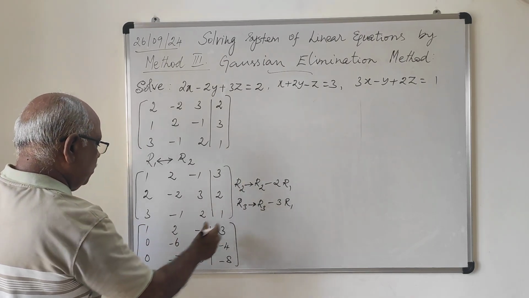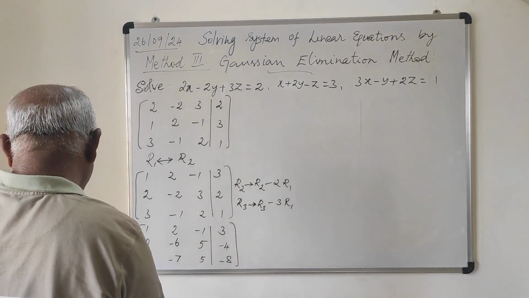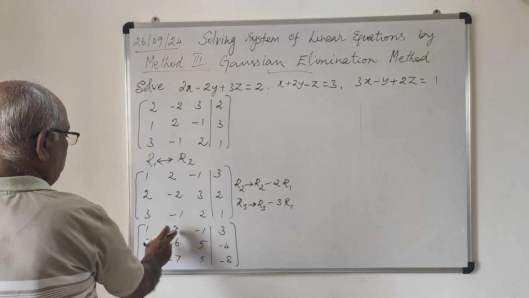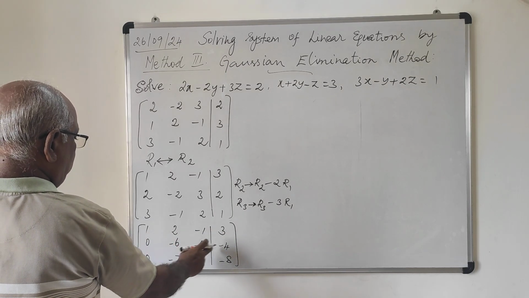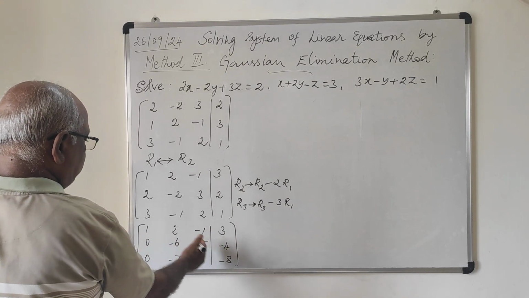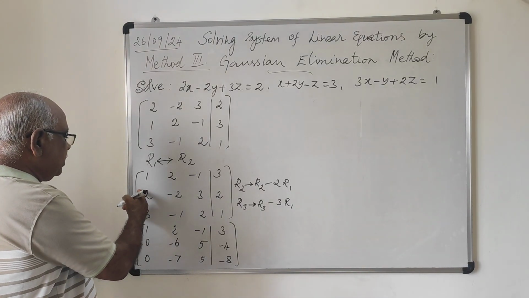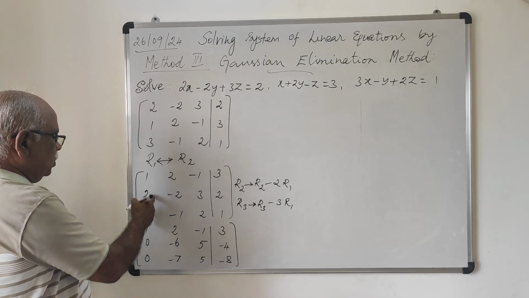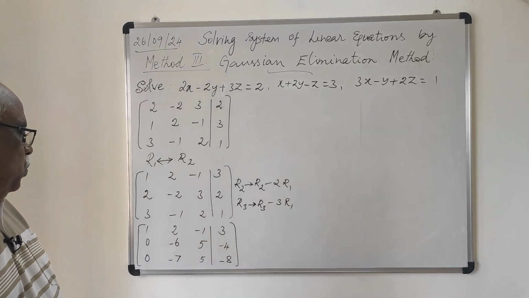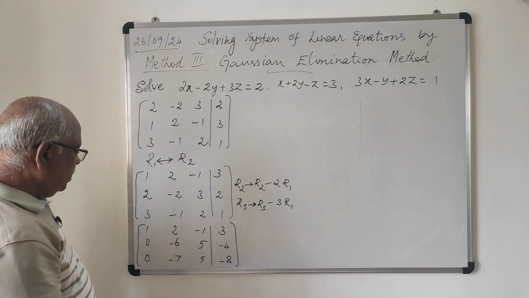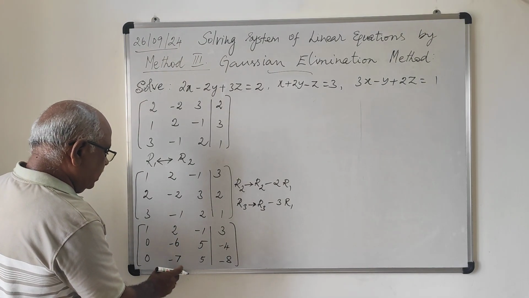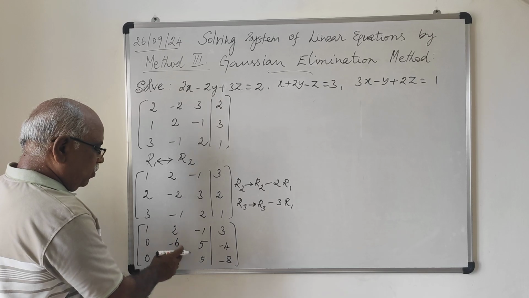After giving these two row operations, you will get the matrix of the form 1, 2, minus 1, 3, 0, minus 6, 5, minus 4, 0, minus 7, 5, minus 8. See, like that you have to eliminate the coefficients of x in both the rows, second and third row. And I am going to eliminate y coefficient next in the third row.